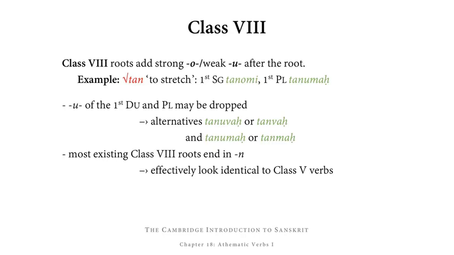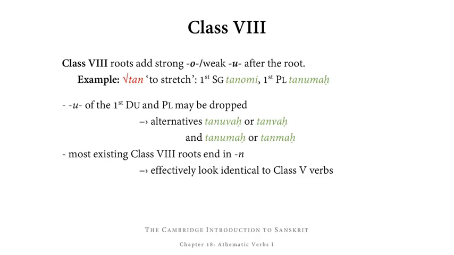Class 8 roots add o in the strong forms and u in the weak forms, and they add this after the root. So for example, of tan, meaning to stretch or to extend, we get a first singular tan o mi and a first plural tan u mach. So here we get again the root in a form that doesn't change, it's just tan. And then in the strong form we get guna o added, and in the weak forms we get zero grade u added, and after that we simply get our endings that we already know. So for example, in the first singular tan o mi, and in the first plural tan u mach.